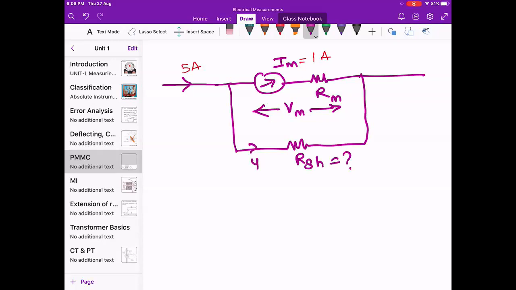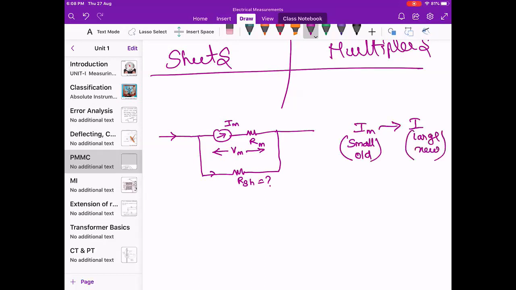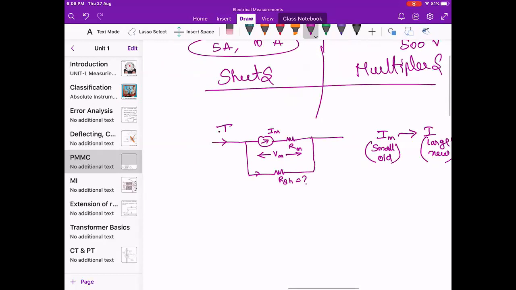We know that this will be 4 amperes. For your understanding, I have taken it like this, but we should not consider these values. Now we will generalize this. For example, we have to increase the range of this ammeter from IM to I. This is small, and this is large, the new current. Then here it will be I.